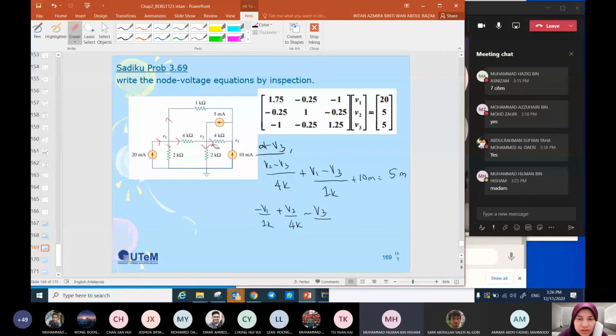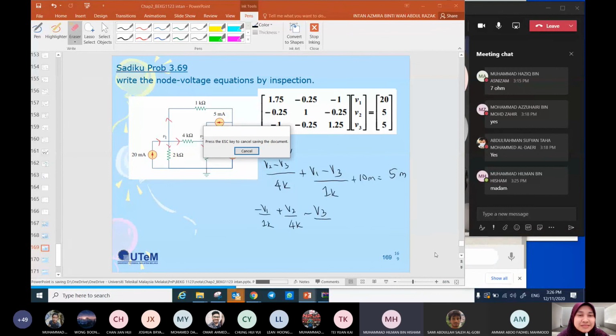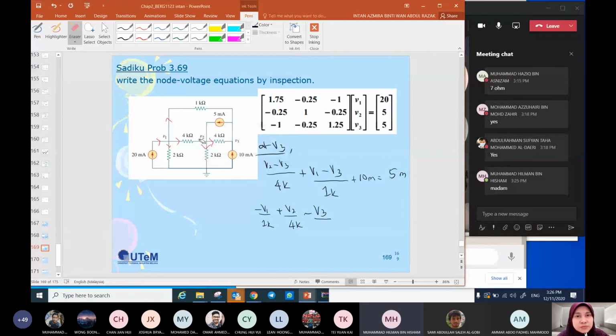Please repeat your question. Madam, like at the node V1 and V2, we estimate the current will go to the right, madam. But if at the V3 node I make it go to the left, like going out from the node, will it be wrong, madam?